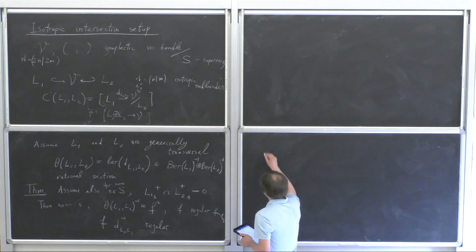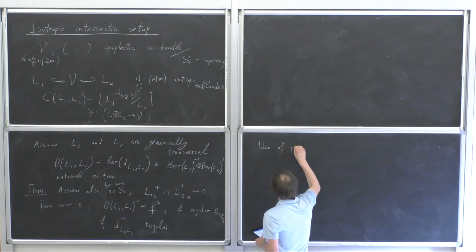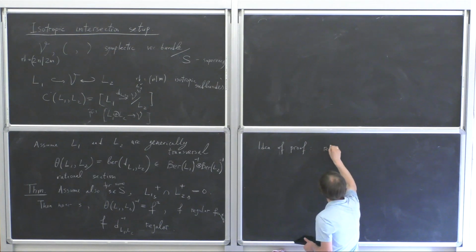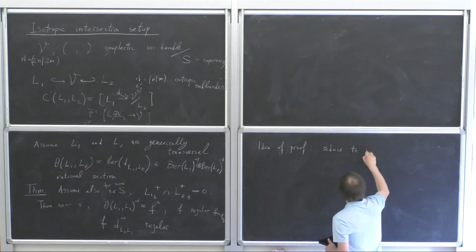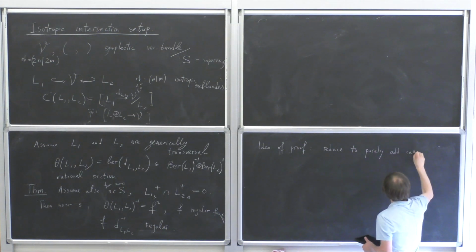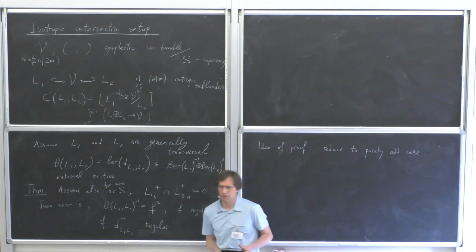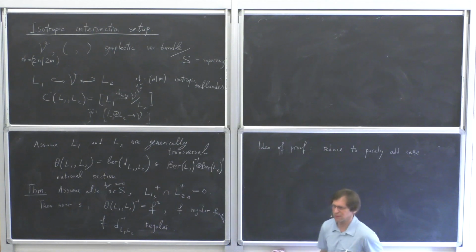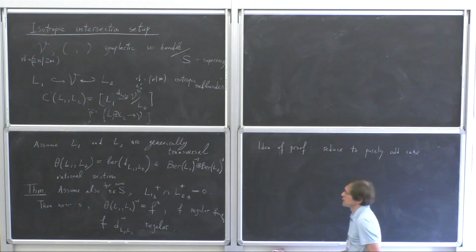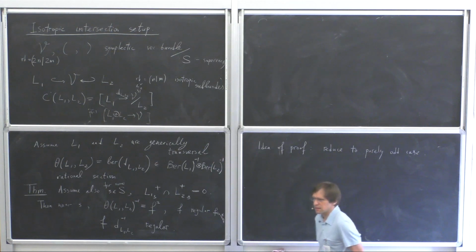Right, so the idea of the proof is that you reduce essentially to the purely odd case, which is not surprising because the even parts do not intersect, so there is no problem with even parts. The problem is with odd parts. And in the purely odd situation, this is going to be the situation I considered last time.